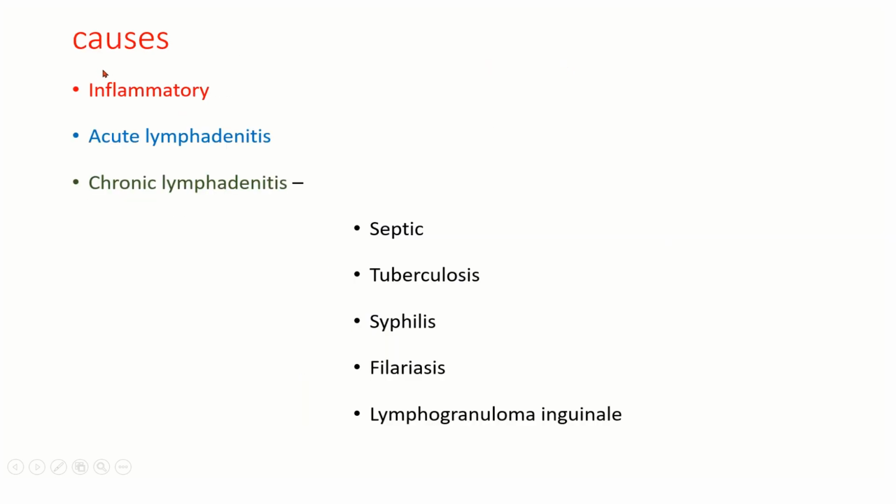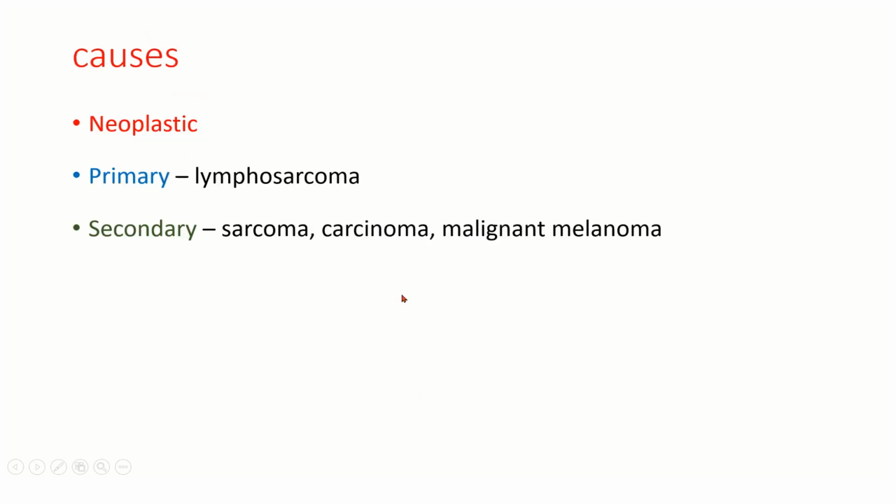Then, causes of lymphadenopathy. If you look into the inflammatory causes, it might be acute lymphadenitis or chronic lymphadenitis. Chronic lymphadenitis might result from sepsis, tuberculosis, syphilis, filariasis, lymphogranuloma inguinale. Neoplastic causes are primary, where the origin of malignancy is within the lymph nodes, or secondary. Secondary is the most commonly seen, like sarcoma, carcinoma, malignant melanomas.